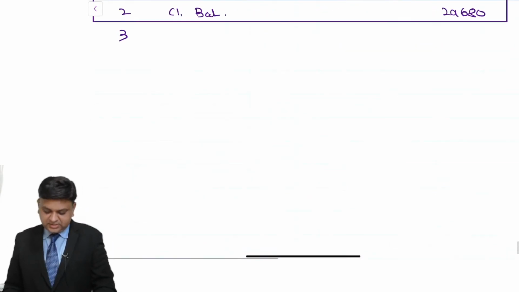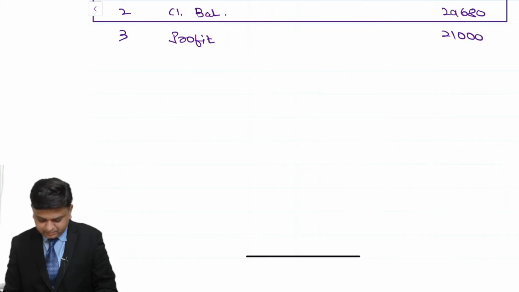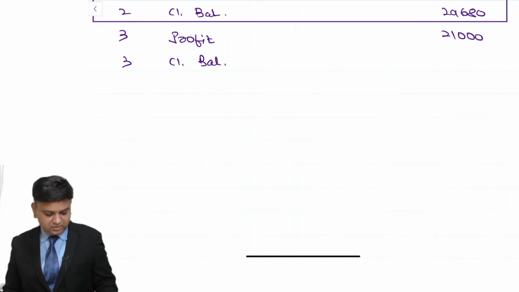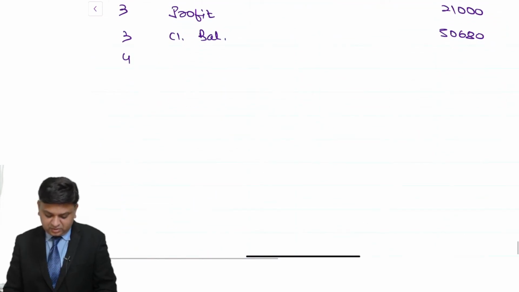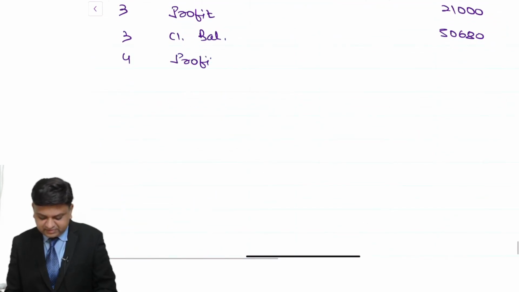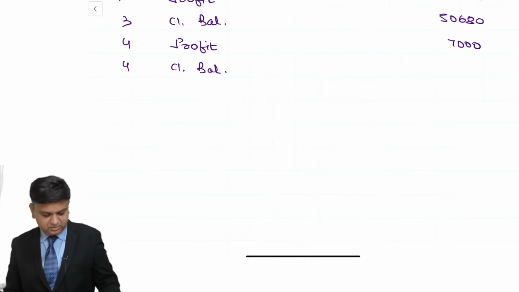Third day, there is a profit. The amount of the profit is 21,000. So on third day, of course, there is no question of the margin call, 50680. On fourth day, there is again a profit. That's really very good. The amount of the profit is 7,000. So on fourth, there is closing balance 57680.